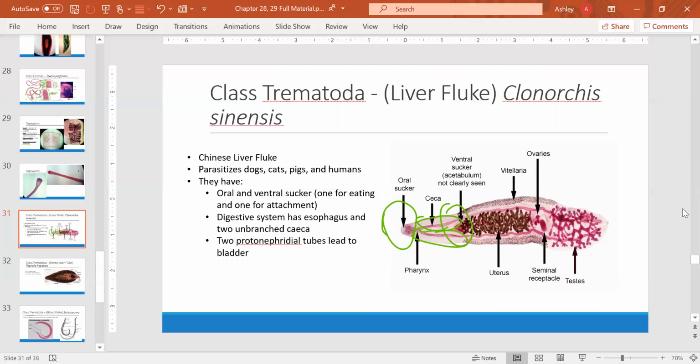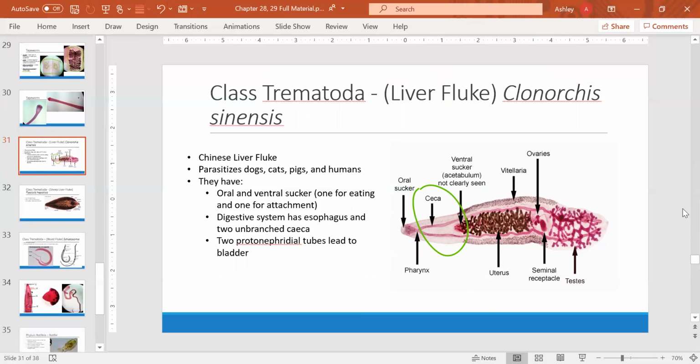Or cecum or ceca, those will be part of the digestive system. So that's a key indicator of which fluke it is. You're looking for that ceca, and that's your Chinese liver fluke. And so as you can see, there are more structures, but I like to focus on how you tell these things apart.